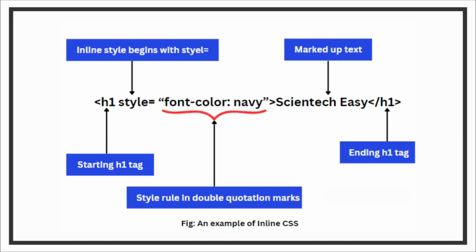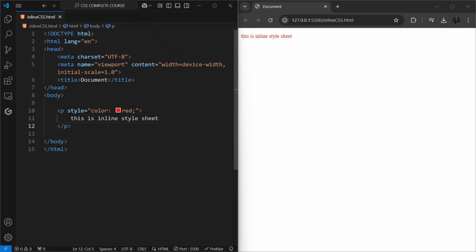Inline styles are applied directly to individual HTML elements using the style attribute. For example, <p style="color: red;">This is a red paragraph</p>. While this is quick for small one-off changes, it's generally not recommended for larger projects because it makes your code difficult to maintain.